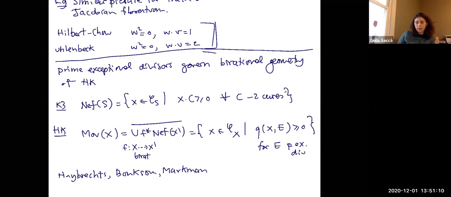Okay, so it's really the generalization of the K3 -2 classes. So here you have these classes, these C perps are the walls of the nef cone of S. And here you have these E perps that are walls of the movable cone.